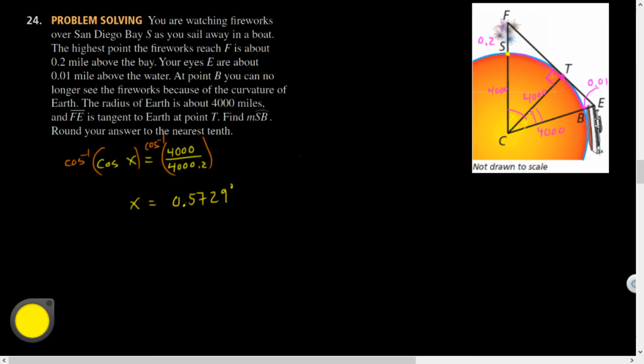So there's one angle. Let's find this angle over here, y, that I called it. So that's going to be 4,000 to 4,000.1. It'll be much the same math. Cosine of y is going to equal 4,000 over 4,000.1. And I get y equals about 0.4051.